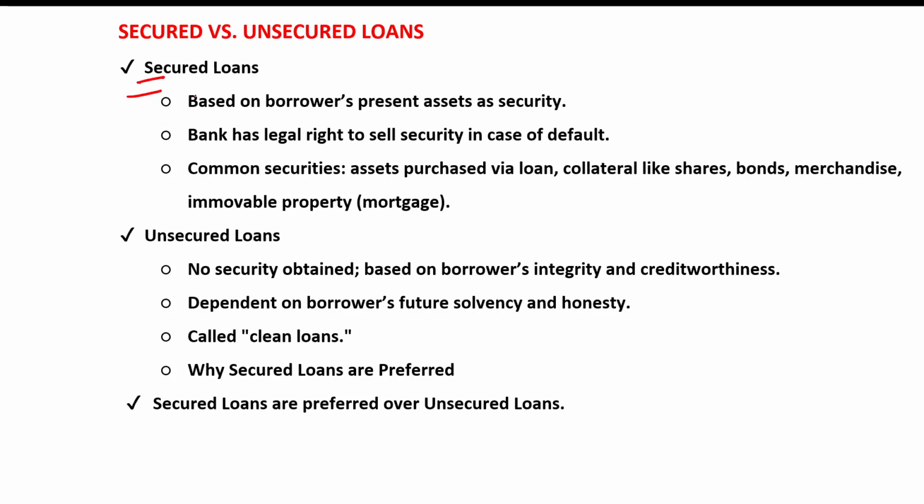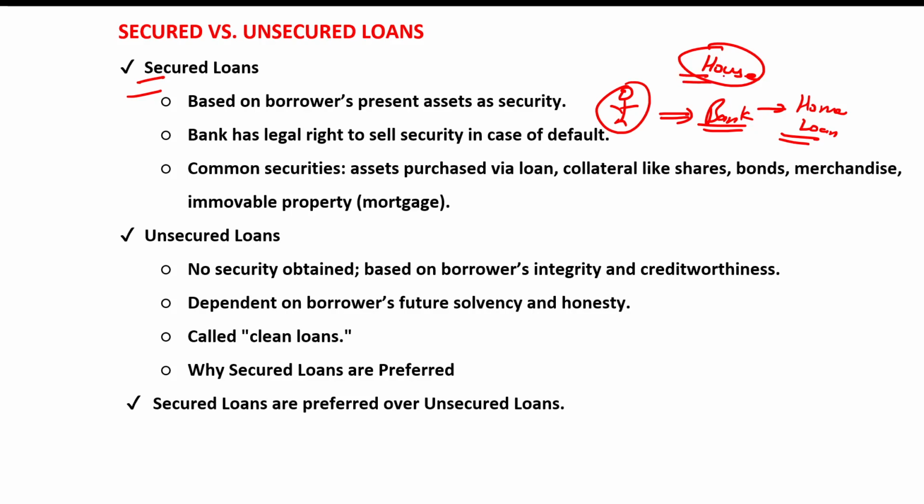For example, a person goes to the bank and takes a home loan. In this scenario, the house itself becomes the security. Similarly, if a business borrows money for machinery, the machinery can be placed as security. Most bank loans in India are secured because they reduce the risk of loss for the bank.